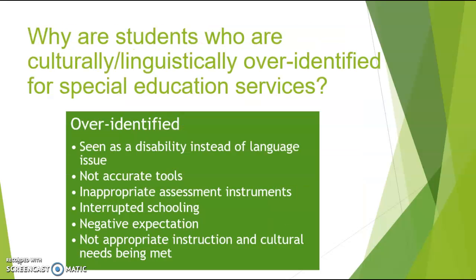Why are students who are culturally and linguistically diverse over-identified for special education services? One of the big things is, a lot of times the language deficiency is seen as a disability. They're struggling to learn, and a language difficulty and a disability can look similar. So you've got to be careful that we're not over-identifying these students that just need extra supports to learn the language. Not enough accurate tools, like we talked about even with the dialect earlier in my presentation.